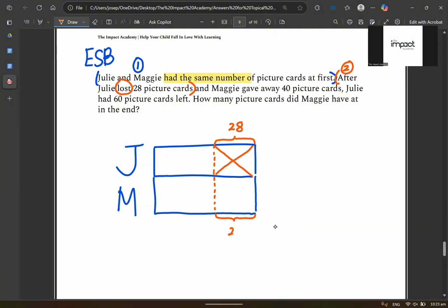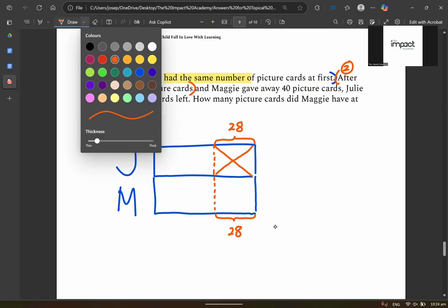All right. So over here, this is 28. Are you okay? Drink some water. Drink some water.